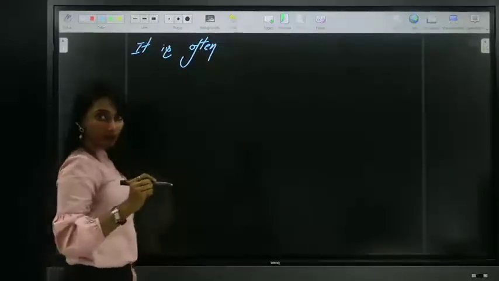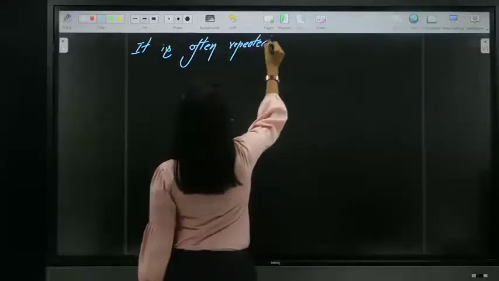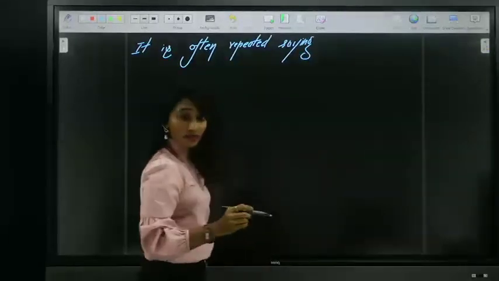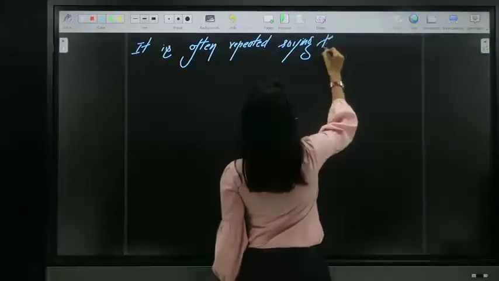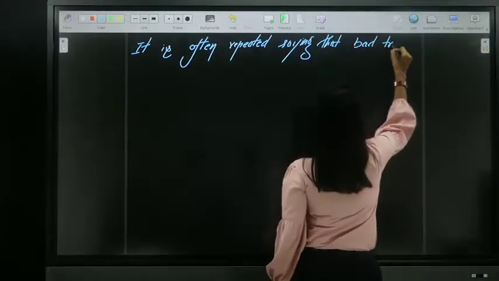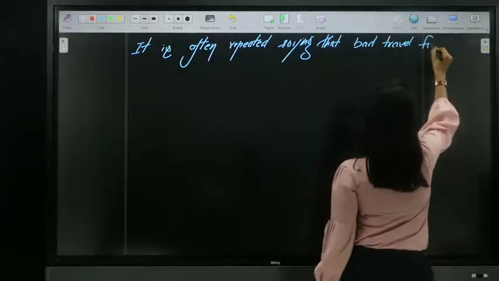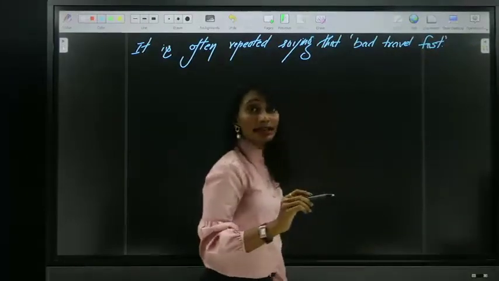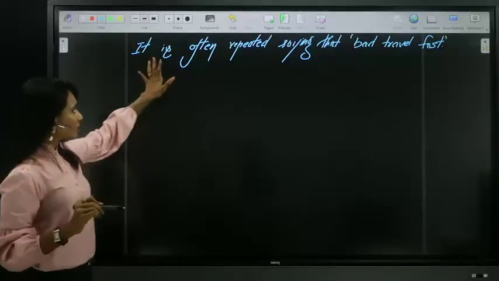It is often repeated saying. You know, sayings, in every language we have some sayings. So I'm talking about a repeated saying. What is that saying? That bad news travel fast. So it is a repeated saying. Now it is often repeated saying. Any error till here? It is singular.